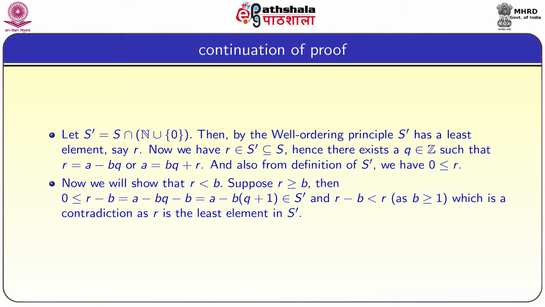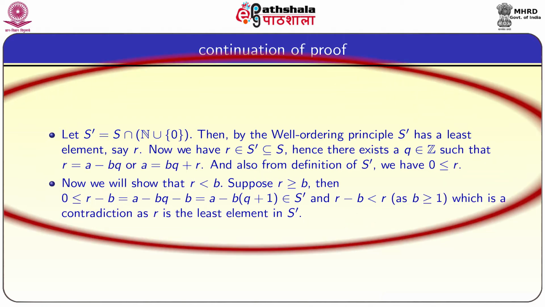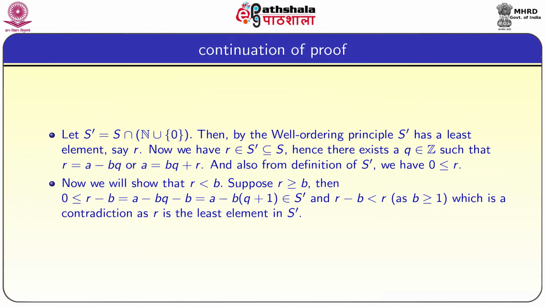Then by well ordering principle, S dash has a least element, say r. As we proved, well ordering principle is also true for non-negative integers. Now, r belongs to S dash and S dash is a subset of S. Hence, there exists q belongs to Z such that r is equal to a minus bq, from the definition of S, or a is equal to bq plus r. So, we got the required equality, that is a equal to bq plus r.